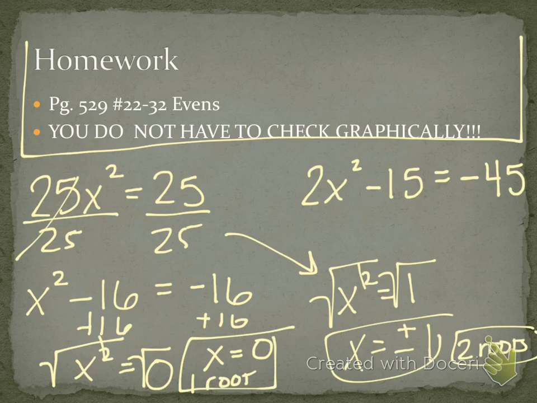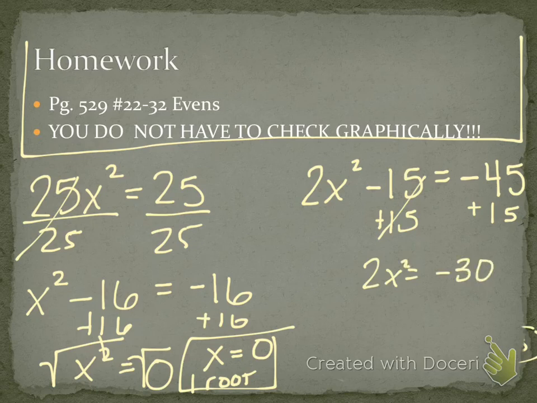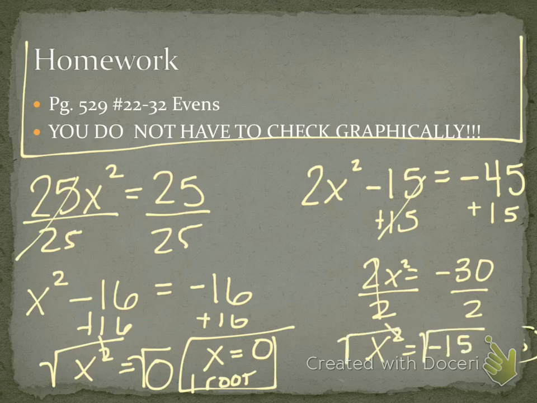And last but not least, I'm going to erase this work here. What would I do on this problem first? Somebody tell me. Add 15. 2x squared is equal to negative 30. Then what would I do? Divide by 2. X squared is equal to negative 15. So I do the square root. How many roots does x have? None, because it's a negative number.